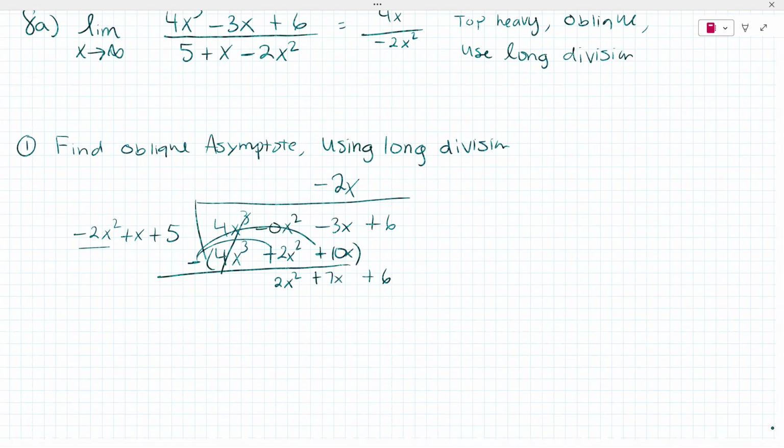Now I've got to get rid of this 2x squared. I'm just going to multiply everything by negative 1 because I don't need any more x's. Negative 1 times negative 2x squared is positive 2x squared. Negative 1 times x is negative x. Negative 1 times 5 is negative 5. Then distribute this minus. This cancels. This becomes a positive, 7x plus 1x is 8x. Distribute this minus, this becomes positive, 6 plus 5 is 11. So this is your remainder.